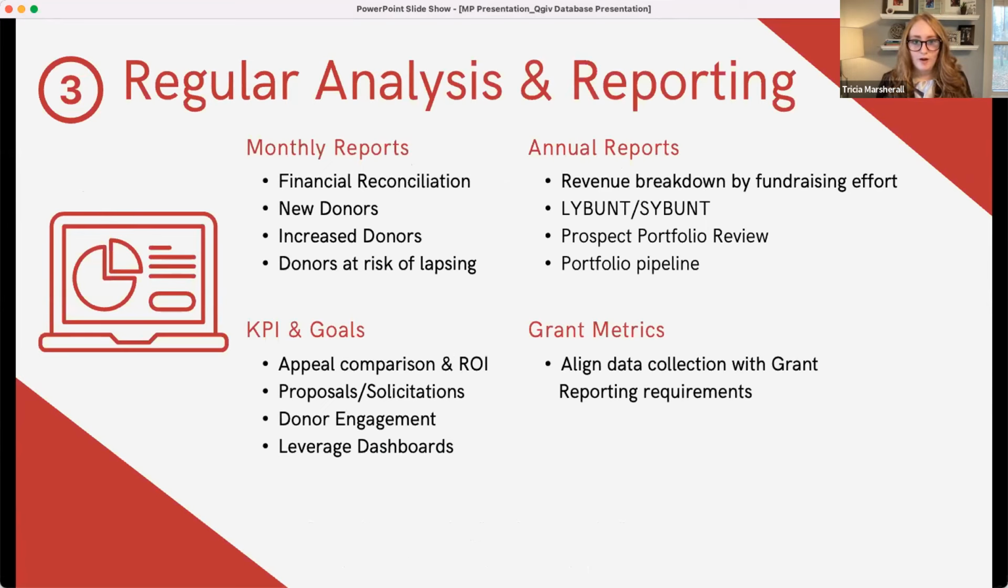So that's where that regular analysis and reporting comes into play. I have put a few different examples of types of monthly, annual KPI, goal, and grant metrics that we typically recommend for our clients. So again, start with the basics. If this is not something that your team regularly does, pick one and stick to that, create consistency, because when you can wrap your brain around one of them, and solidify a process that works for your organization, it gets easier to roll it out each year.